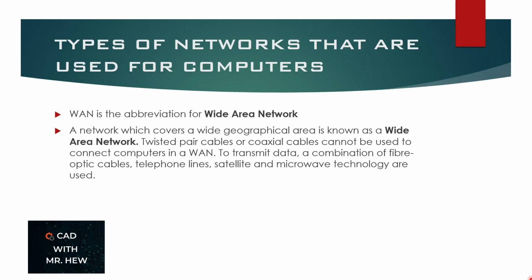WAN is the abbreviation for wide area network. A network which covers a wide geographical area is known as a wide area network. Twisted pair cables or coaxial cables cannot be used to connect computers in a WAN. To transmit data, a combination of fiber optic cables, telephone lines, satellite, and microwave technology are used.